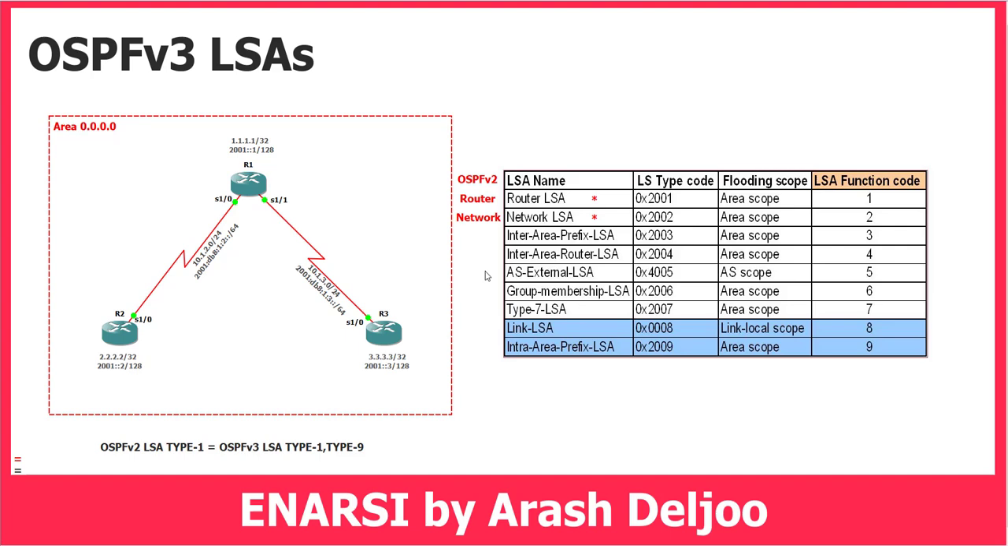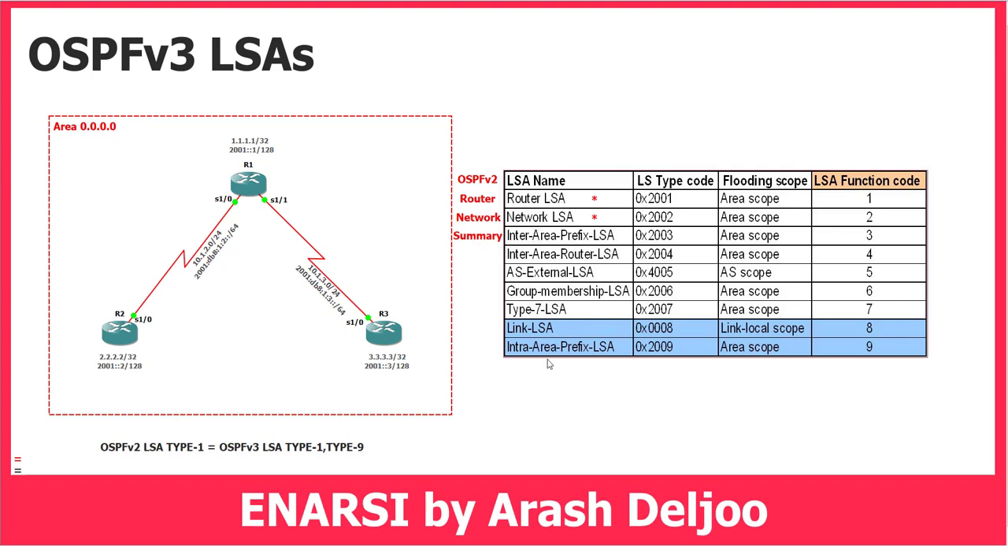About LSA type 3, as you can see, in OSPF version 3 the name of this LSA is Inter-Area-Prefix LSA. But in OSPF version 2, we are using the name summary LSA or network summary LSA. Because of that, here we have a change in the name, but the contents of these two LSAs are the same. Actually, only the name is changing.